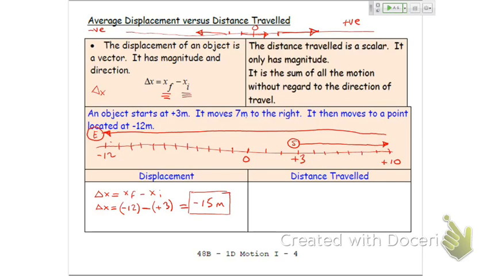In terms of my distance travelled, let's call that DT. Distance travelled is the sum of all the bits. So it's going to be 1, 2, 3, 4, 5, 6, 7, 8, 9, 10, 11, 12, 13, 14, 15, 16, 17, 18, 19, 20, 21, 22, 23, 24, 25, 26, 27, 28, 29. So I'm getting 29 meters. I hope I did that right. I think I did that right.